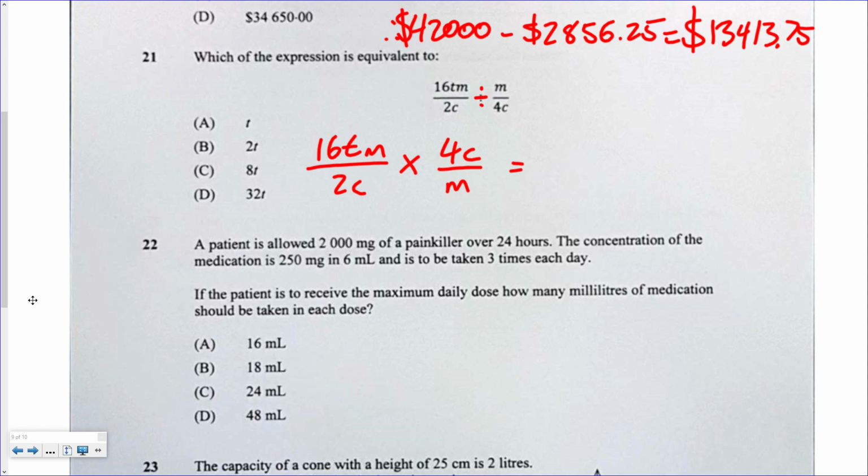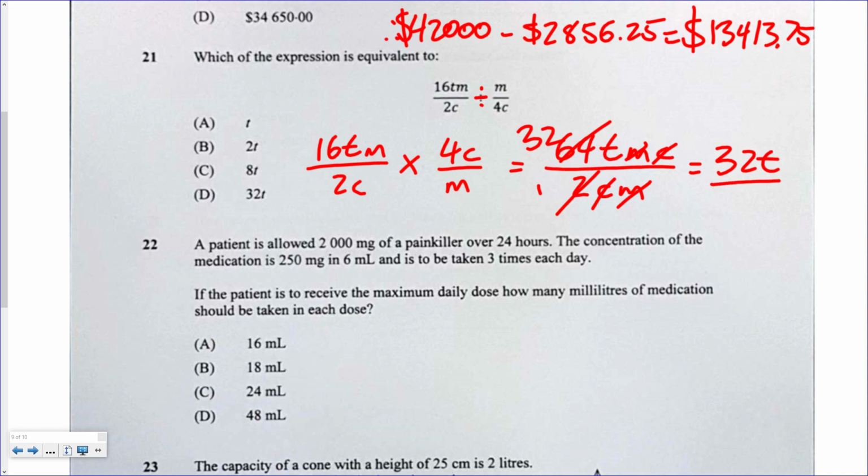So 4 times 16 equals 64. And now we have the t, the m, the c, and 2 times 1, which is still just 2, c and m. Now we can simplify this. First of all, 64 divided by 2 equals 32. The m's cancel out and the c's cancel out, leaving me with just 32t over 1. But when it's just over 1, you can get rid of that completely. So we just got 32t, which is the answer.